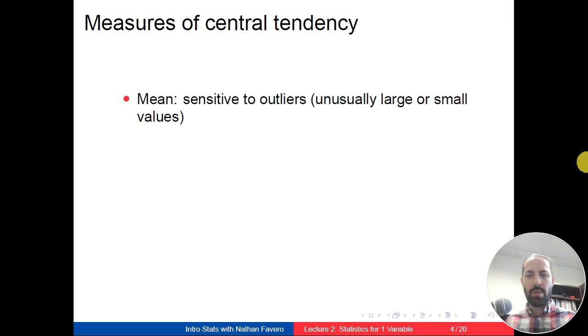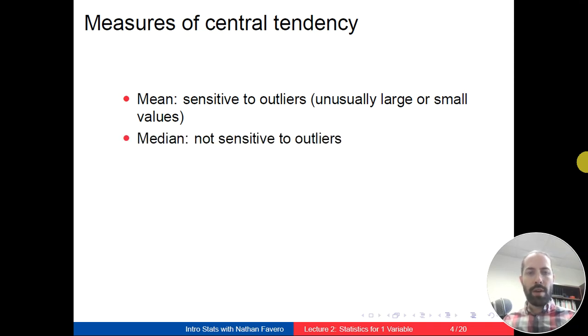It's going to be hard to come up with a hard and fast rule for how to define what an outlier is, although people have come up with different rules of thumb. But in general, the word outlier just refers to something that's unusually large or unusually small in our data set for a particular variable. So the mean is going to be particularly sensitive to those really big or really small values. So it can be a little bit deceptive if we have a variable where there are really big outliers. The mean might not be the ideal measure of central tendency in that case.